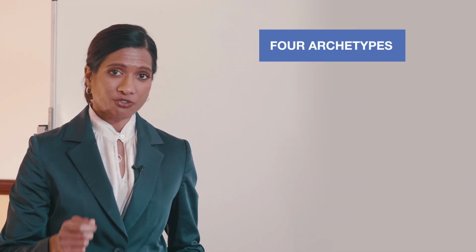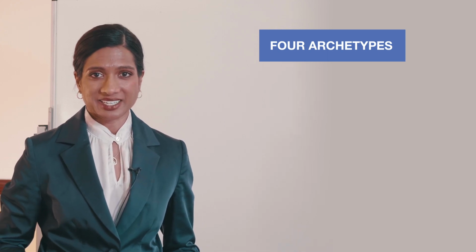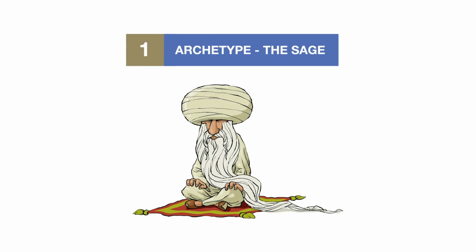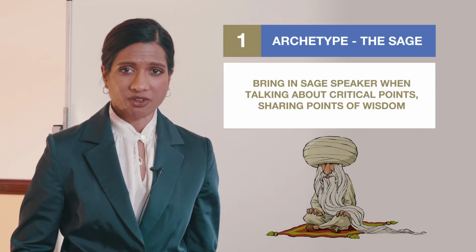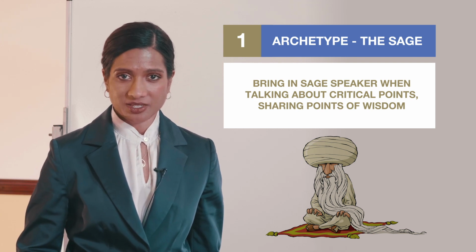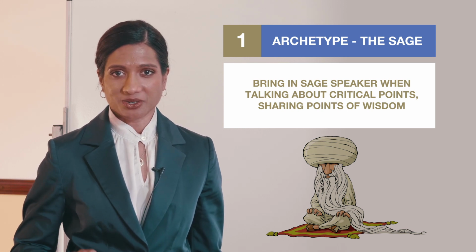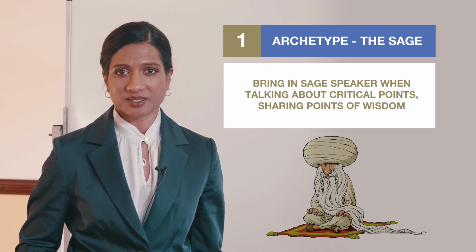Now I'd like to take you through 4 different archetypes that bring in these various factors of tonality. Let's get into it. The first archetype of your tonality is what is known as a sage speaker. When you are in this mode, you're speaking very softly. There's lots of pause in between your speech. So regardless of what you're saying, everything sounds important.